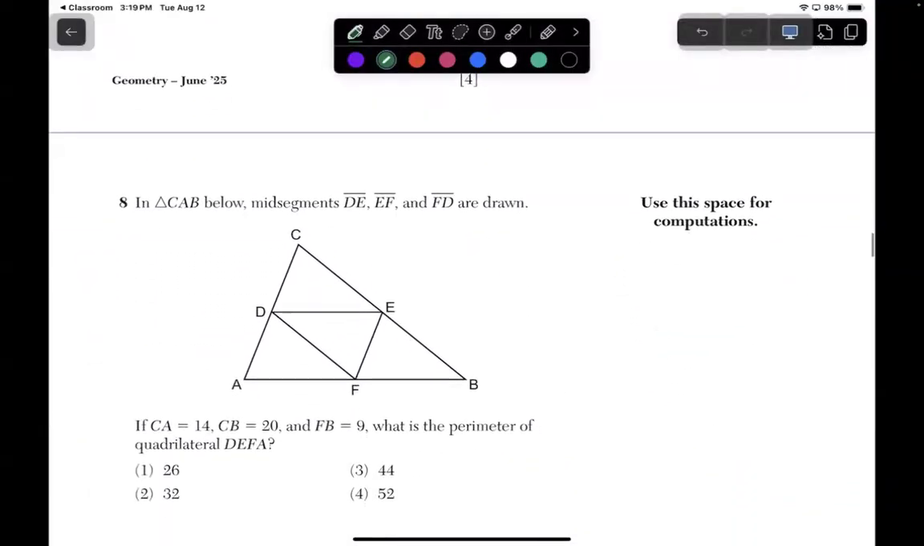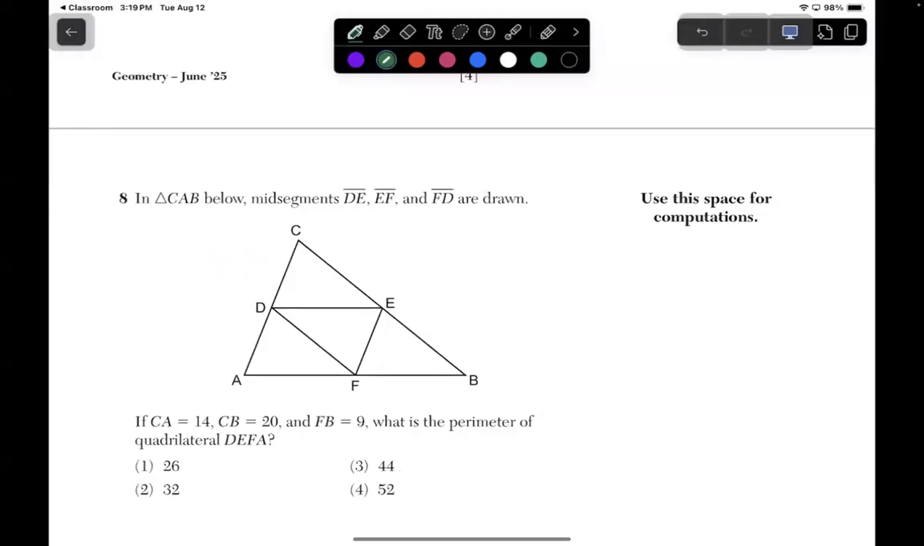It's a little tricky, but if we use just a little bit of intuition here, doesn't it look like all of these triangles are the same size? Well, I know these problems are not drawn to scale, but they are all the same. So all of these triangles are actually the same measure because they told us that these things are mid-segments. And what is a mid-segment? It's basically dividing the line segment into two. So CA is 14. That means each of these needs to be 7. CB is 20. That means each of these needs to be 10. And FB is 9. So that means this thing needs to be 9 as well.